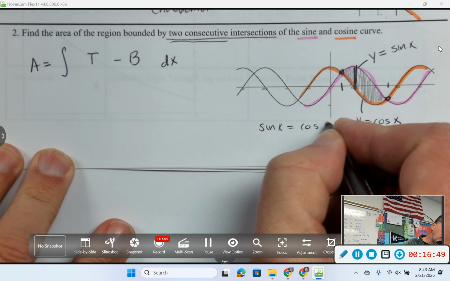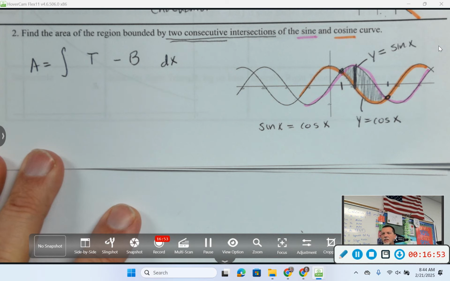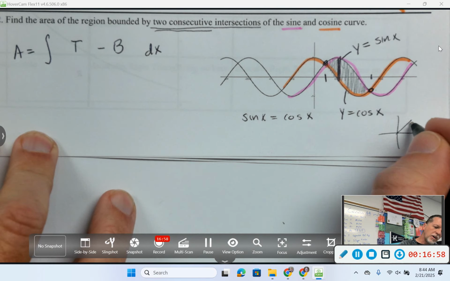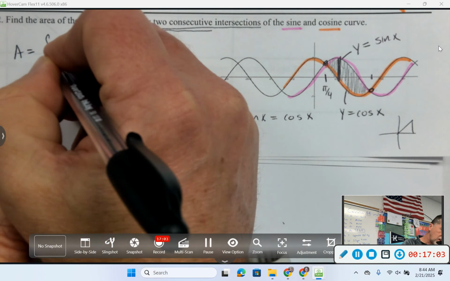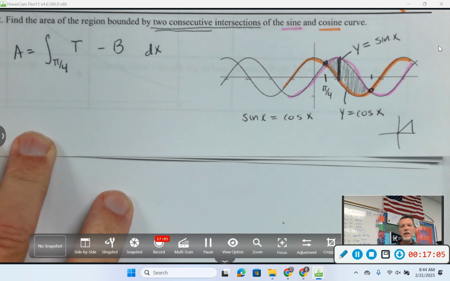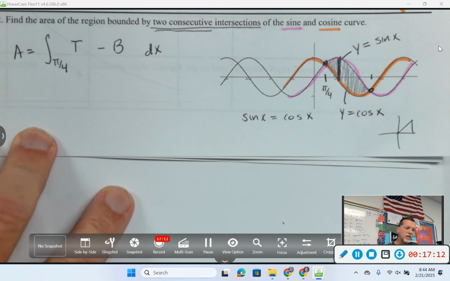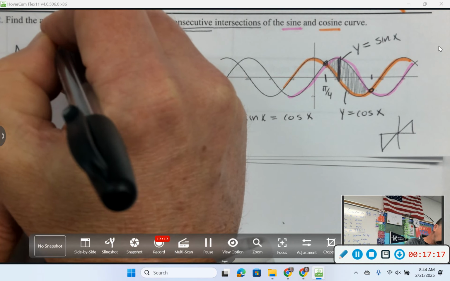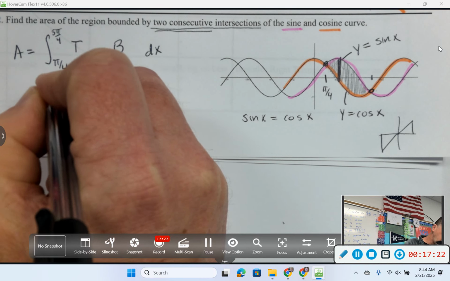So where does the sine of x equal the cosine of x? Unit circle experts? Definitely pi over 4. That would be this first one. And then where else does it happen? What's that? 5 pi over 4. Where they're both negative. So from pi over 4 to 5 pi over 4.